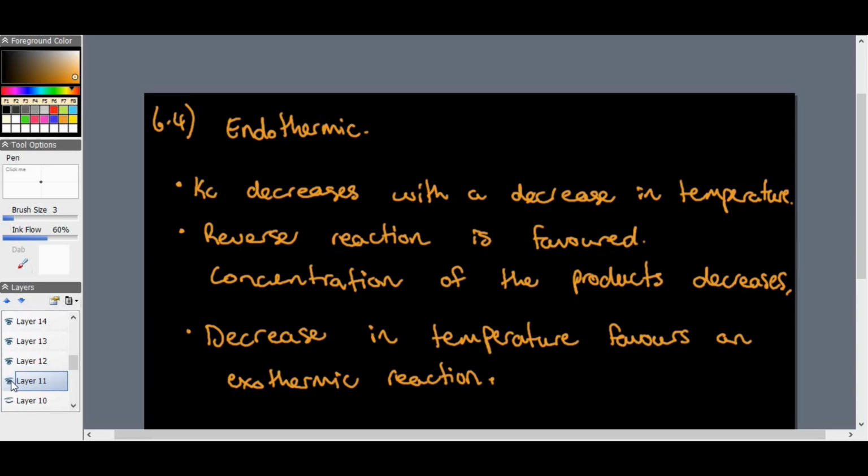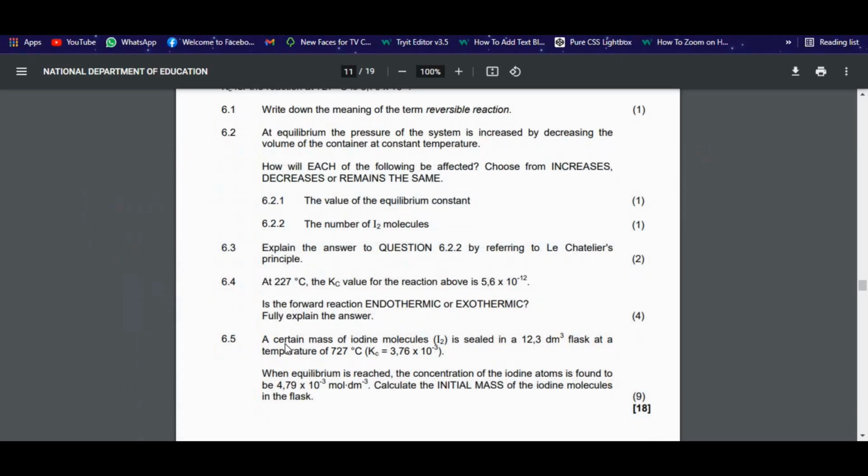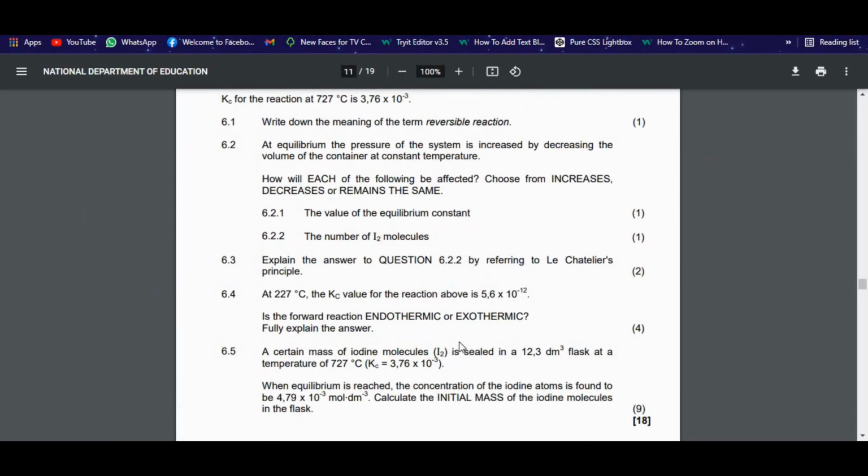All right, let's see what 6.5 has to offer. I'm going to need a clean page. 6.5. A certain mass of iodine molecules is sealed in a 12.3 decimeter cube flask at a temperature of 727 degrees with the Kc value equaling such. When equilibrium is reached, the concentration of iodine atoms is found to be 4,79 times 10 to the negative 3 mole per decimeter cubed.